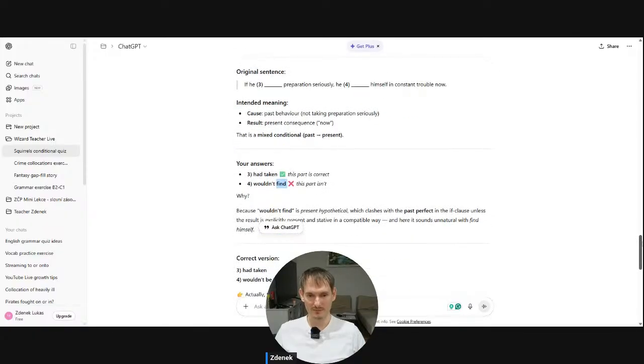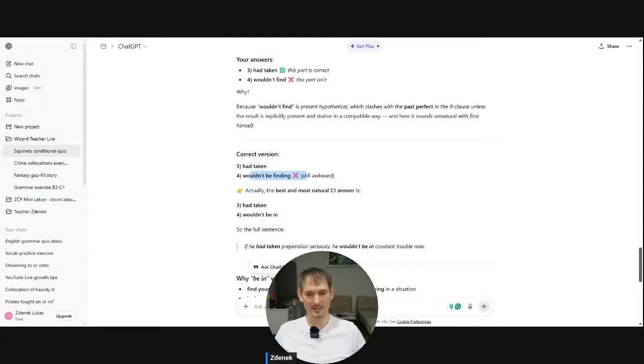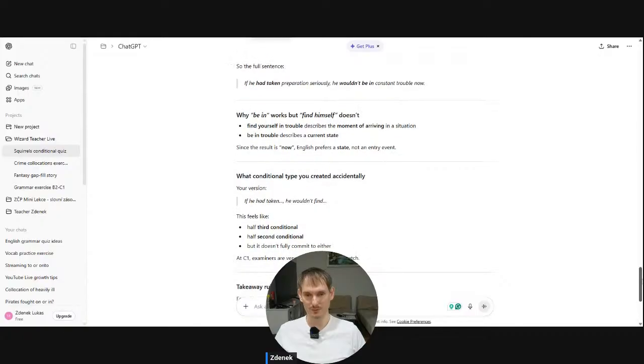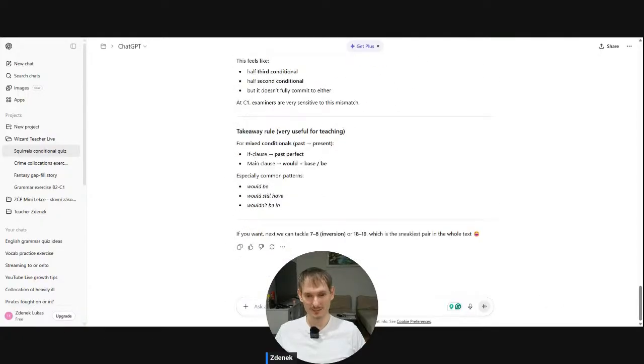What's wrong with wouldn't find then? Oh my God, what? Wouldn't find is present hypothetical, which clashes with the past perfect in the if clause. What? Correct version would be finding, still awkward. So it is not a correct version then. So what is the correct version? Too many notes, ladies and gentlemen. Sorry, but what is the correct answer? So what is correct then?